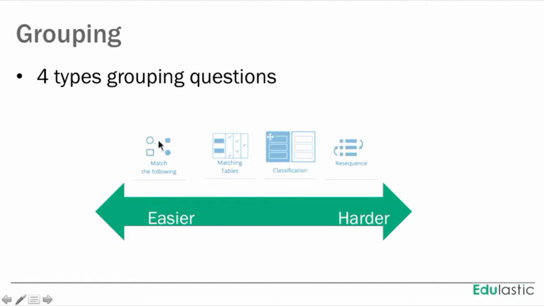So matching is where the student has two columns and drags and drops to match. Matching tables has a list of attributes and the student checks yes or no. Classification is where the student groups items into, say, factors of 24 and factors of 9, or nouns and verbs, groups things into classes. And resequence is where the student puts things in order. So, say, the plot of the story or the decimals from greatest to least.